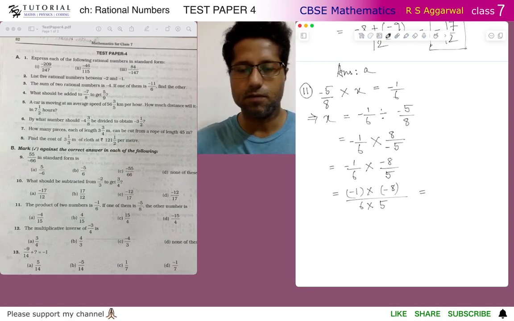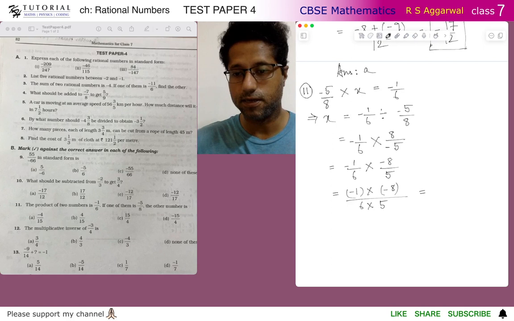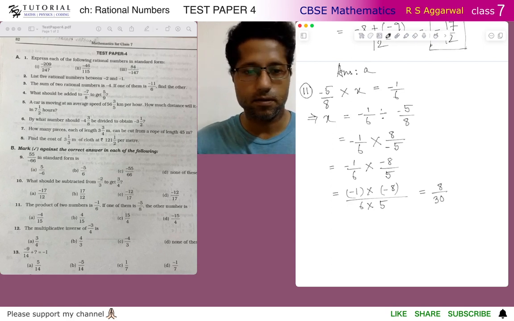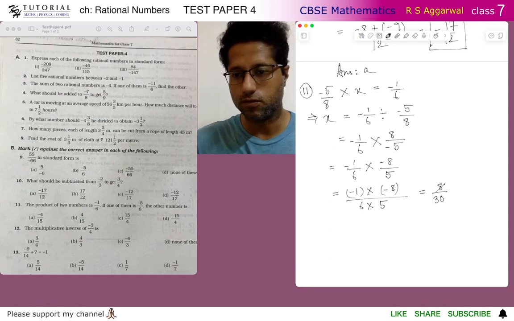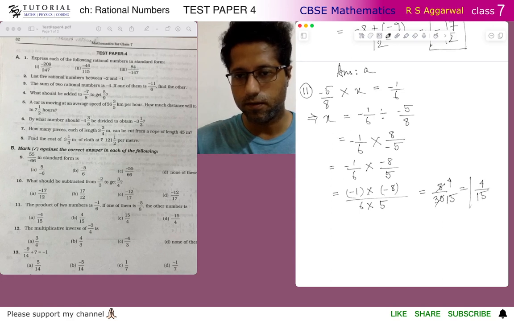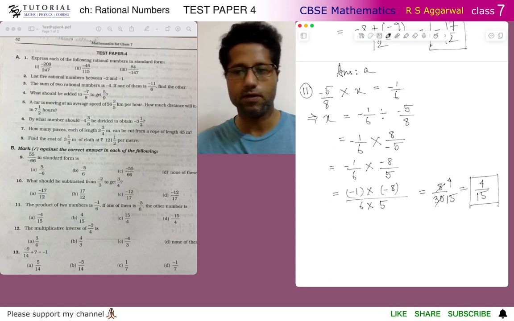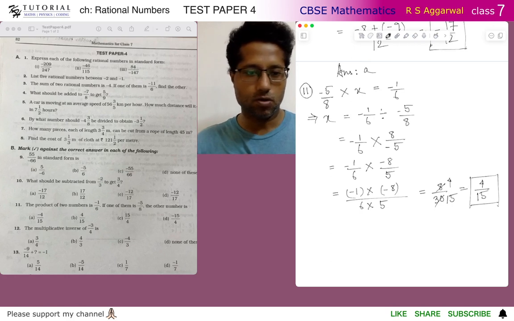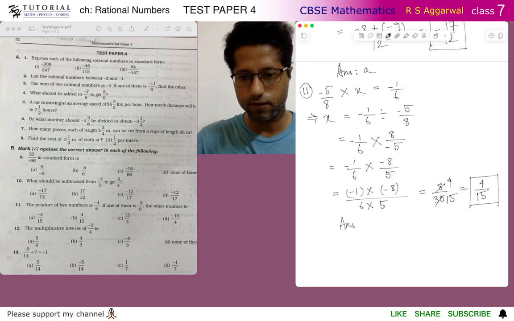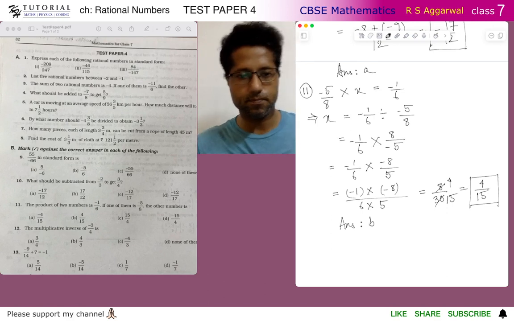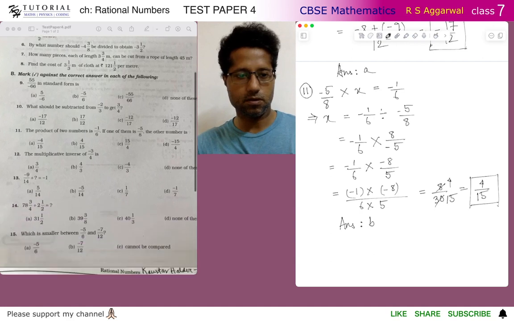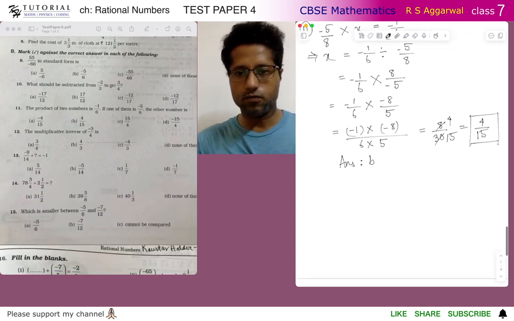And minus 8 multiplied by minus 1 is 8, divided by 30, and if you cancel with 2, it is 4 by 15. So 4 upon 15 is x, the number that we have been asked to find. So 4 by 15 is the answer. So the answer is choice B. Okay. Let's do problem number 12.